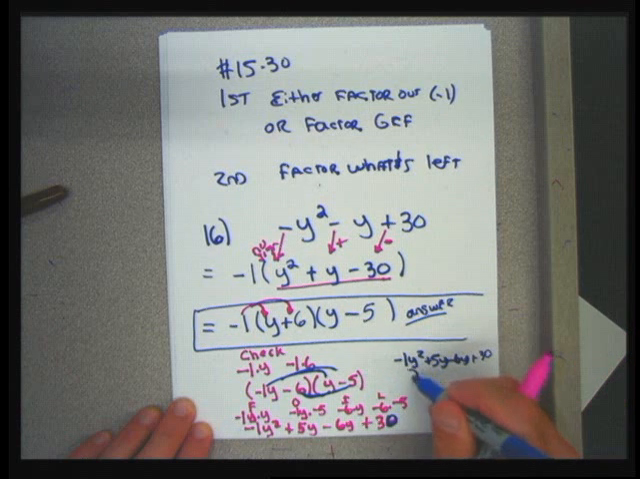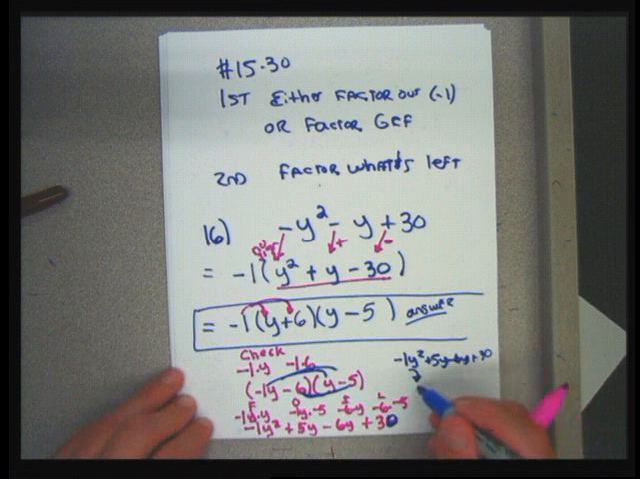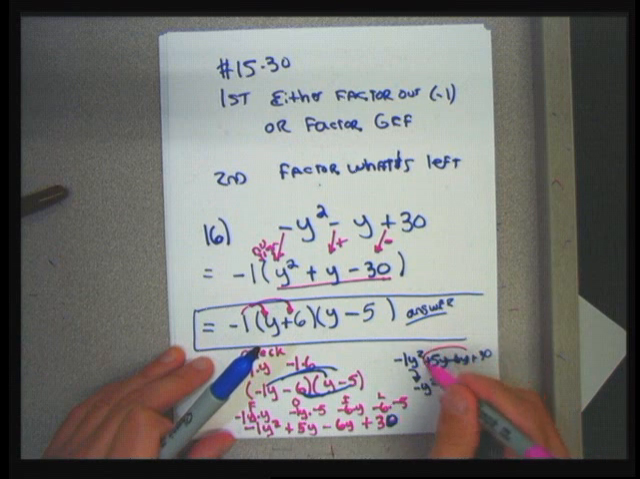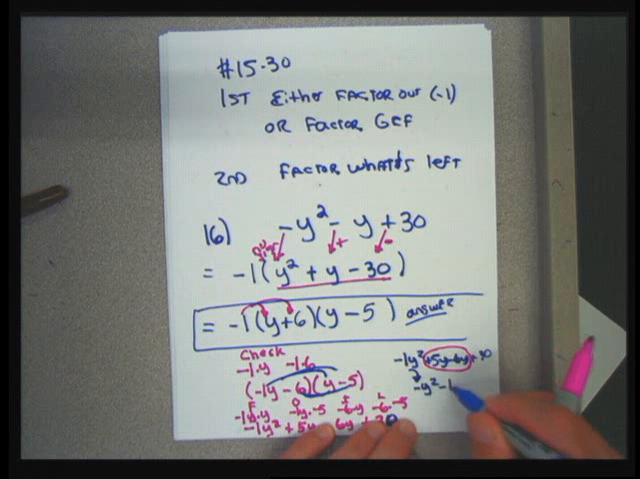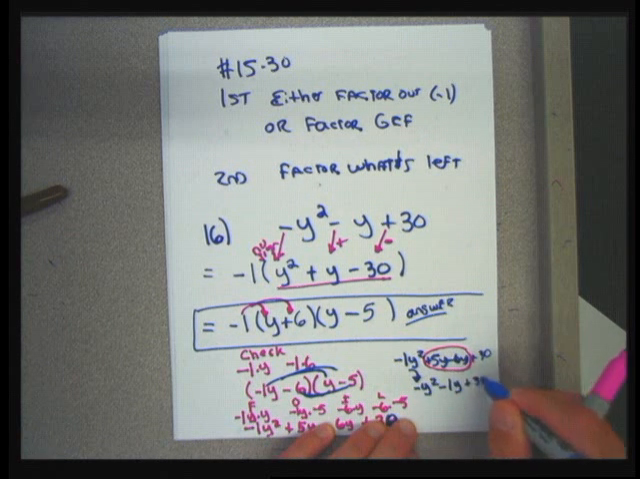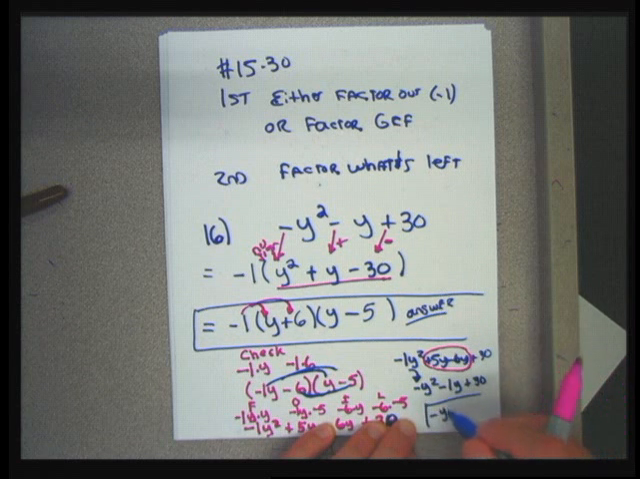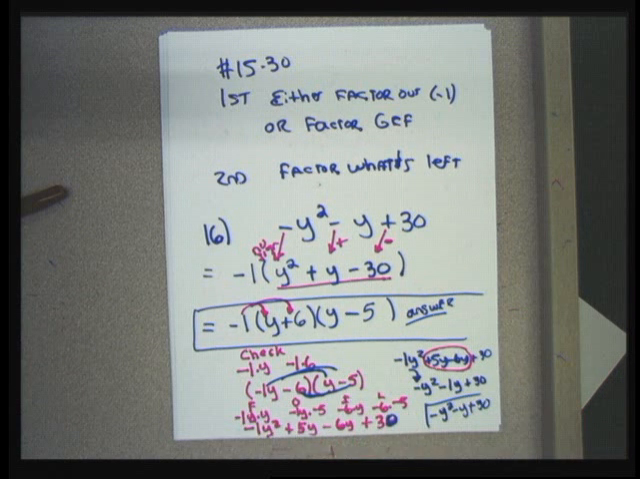The negative 1y squared, whether I do or don't write the 1, it's the same as negative y squared, so I can rewrite that as negative y squared. And then the 5y and the 6y have opposite signs, so to combine those, I subtract the 5 and the 6, take the sign of the larger, and that gives me a minus 1y, and I bring down the plus 30. And whether I do or don't write the 1 in front of the y in the middle, it has the same meaning. So that foils out to be negative y squared minus y plus 30, which is identical to the original problem, so it's factored perfectly correct.